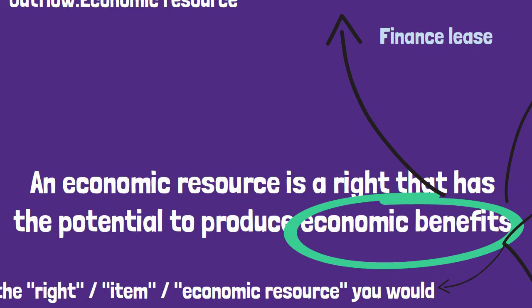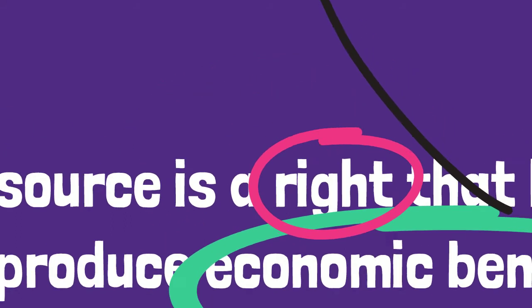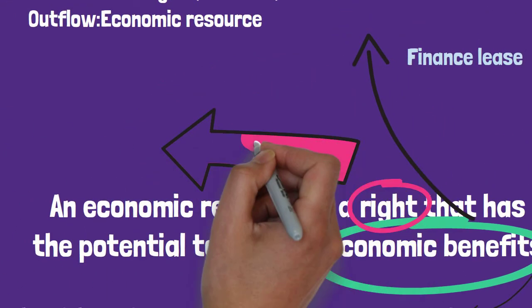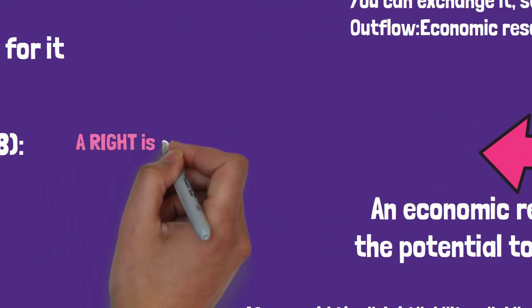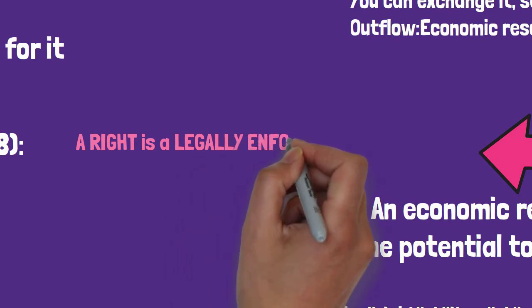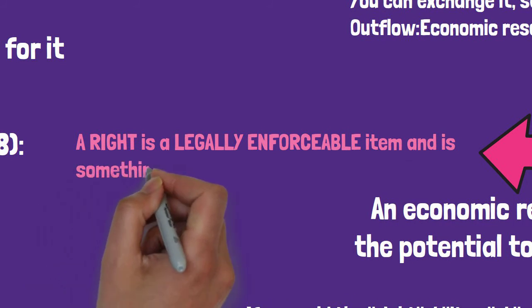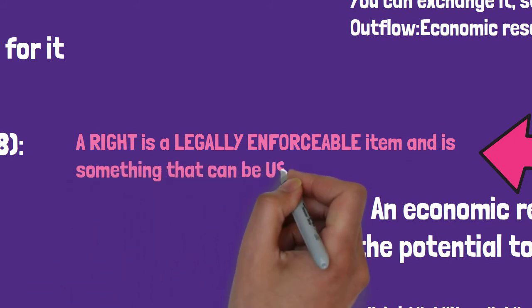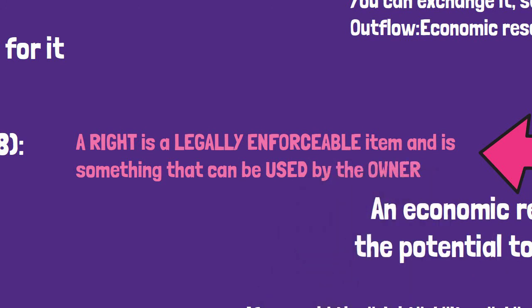So what does a right mean? Well, I know it sounds obvious, but essentially it is a legally enforceable item and is something that can be used, therefore, by its owner. So in this case, the item has a legal right of receipt or use attached to it by the owner. Okay, so you legally have that thing that's going to create money for you directly or indirectly in the future.